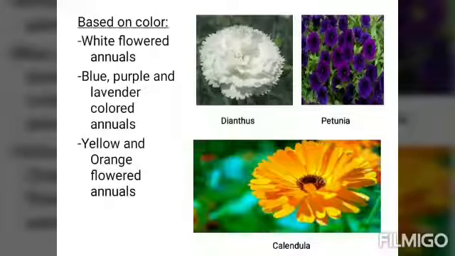And second is the blue, purple, lavender color annuals. They are like Callistephus chinensis, and then Verbena hybrida, Petunia hybrida. Here I've given an example of petunia, the second picture. And then the last is yellow and orange flower color. The examples are Calendula officinalis, and then marigold also. Here I've given the example of calendula. So all these are selections based on the color, based on utility.